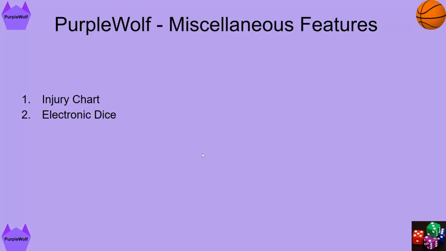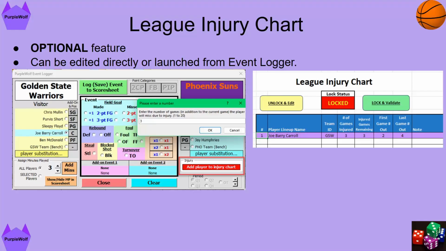A couple other miscellaneous things is the injury chart and the electronic or e-dice. PurpleWolf has a league injury chart that's totally optional whether you want to use it or not. This shows a little screenshot of what the injury chart looks like, and here kind of shows how you could add somebody to it from the event logger form. I will likely make a special video just about the injury chart, not that it's super advanced, but I don't want to get too much into this because it is an optional feature.